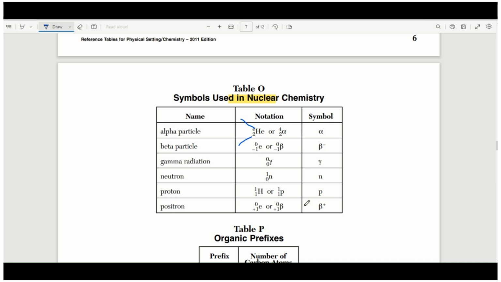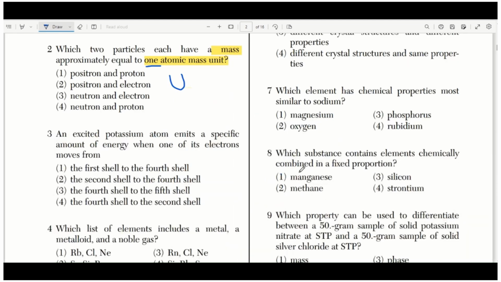It's not like all the elements are listed. These are just the nuclear symbols. I'm looking for a mass of 1, so I need this top number to be 1. I see that here, and I see that here. So I have neutron and proton. The answer really is in the reference table. You just have to go and look for it.